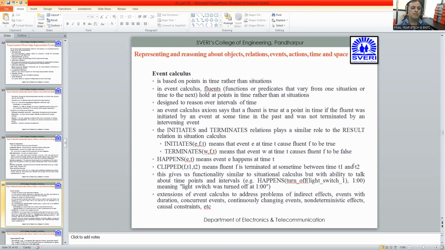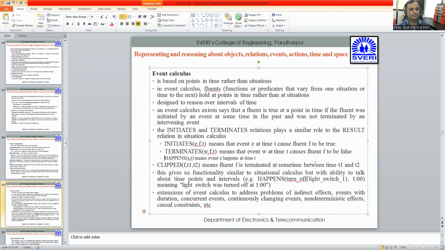And the second one is terminates, Terminates(E, F, T), which means that event E at time T causes fluent F to be false. So the first one is about true and the second one is about false. This false means it terminates; true is when it initiates. And the third concept that comes into the picture is happens. That is Happens(E, T), meaning E happens at time T. That is nothing but the happens.